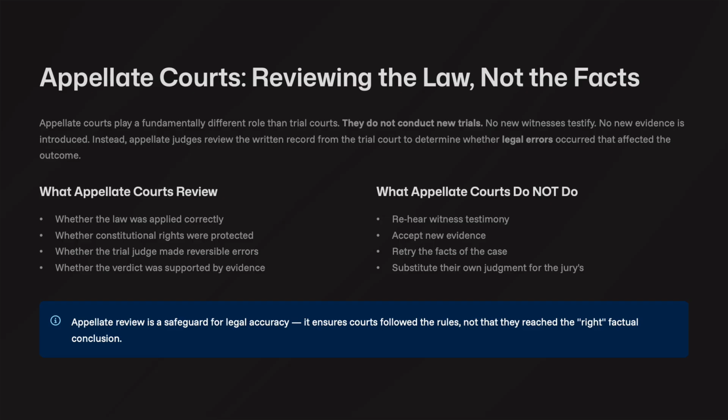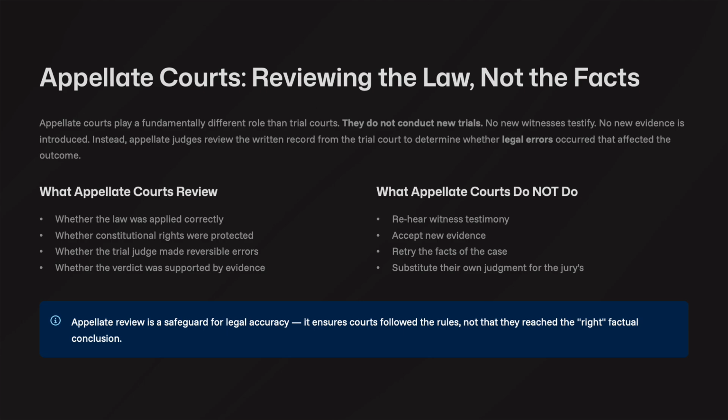Appellate courts. After a trial is completed, a case may be appealed if there is an appealable issue. Many people mistakenly believe it is a second trial. It's not. So an appellate court generally does not hear new witnesses or consider new evidence. Instead, appellate judges review the record created during the trial to determine whether legal errors occurred.